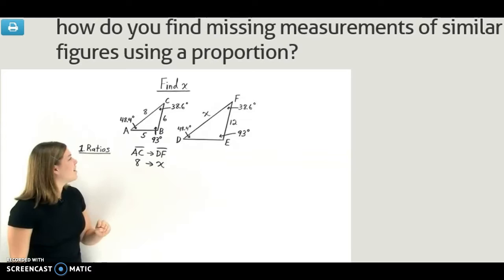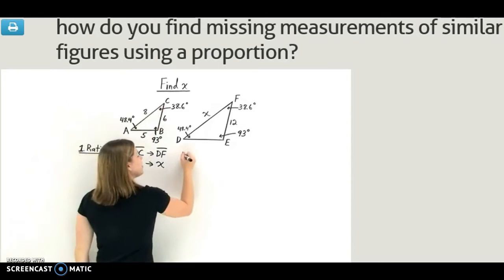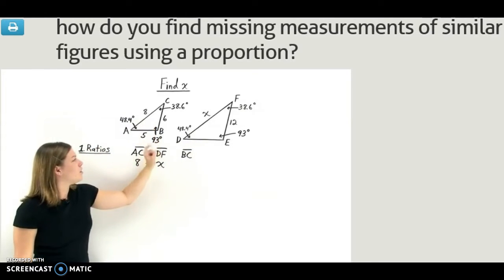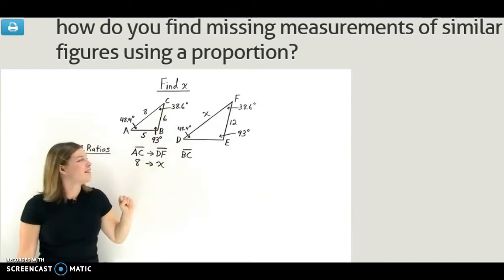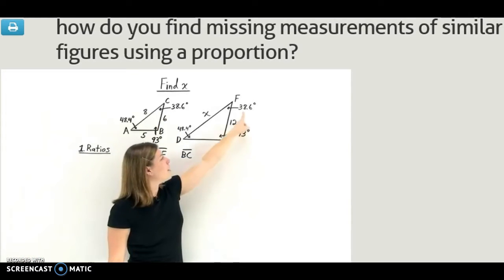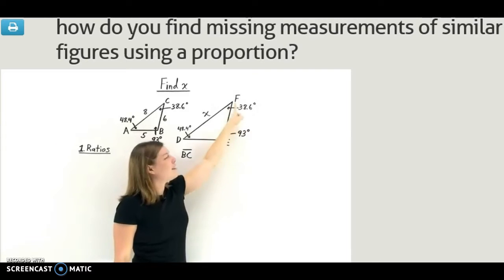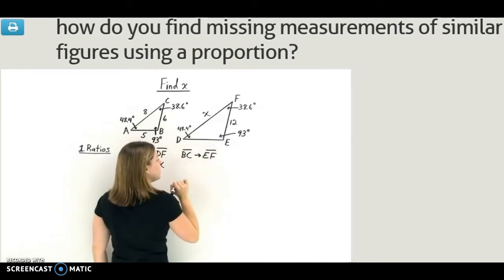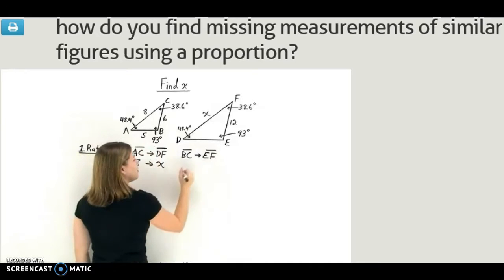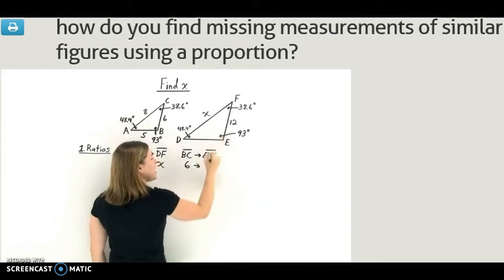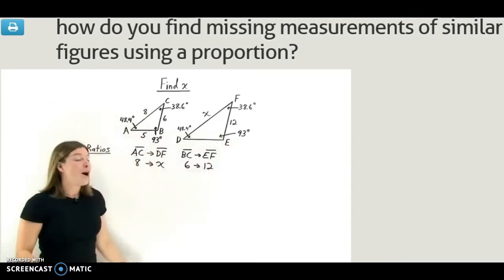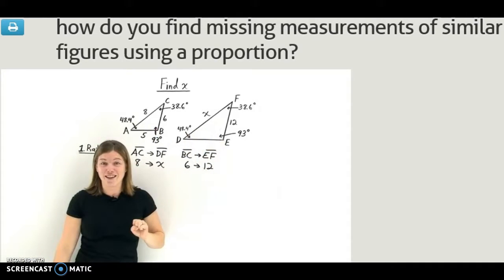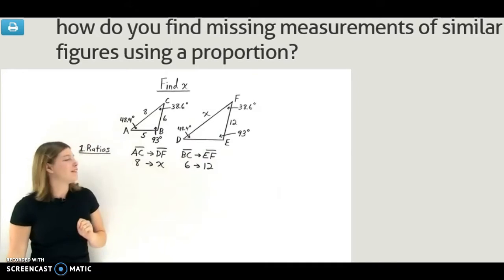We follow the same process. Let's take a look at this side now. Side BC. Well, if we look, BC is right next to the angles that measure 93 degrees and 38.6 degrees. Taking a look at our other triangle, we see those same two angle measurements, and the side that sits right next to those. That is the side EF, our corresponding side. And if we take a look at their measurements, side BC has a length of 6, and side EF has a length of 12. So, a measurement of 6 on the smaller triangle corresponds to a measurement of 12 on the larger triangle.